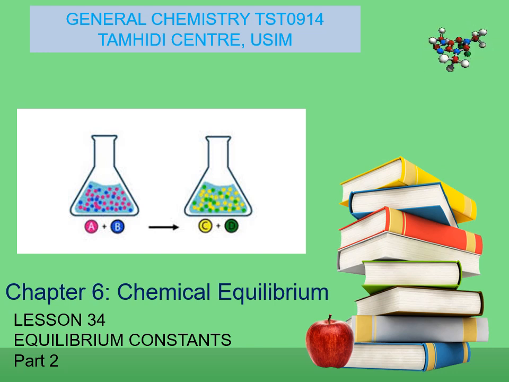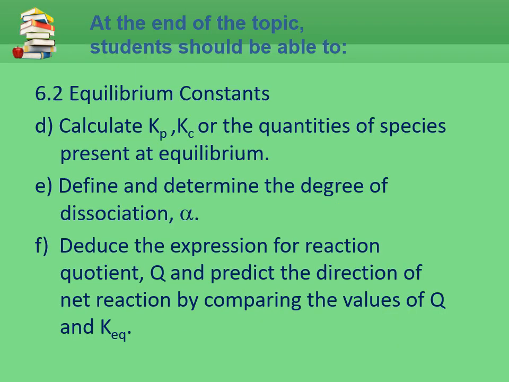Lesson 34, Equilibrium Constants, Part 2. We should learn how to calculate Kp, Kc, or the quantities of species present at equilibrium, define and determine the degree of dissociation alpha, and deduce the expression for reaction quotient Q, and predict the direction of net reaction by comparing the values of Q and K at equilibrium.